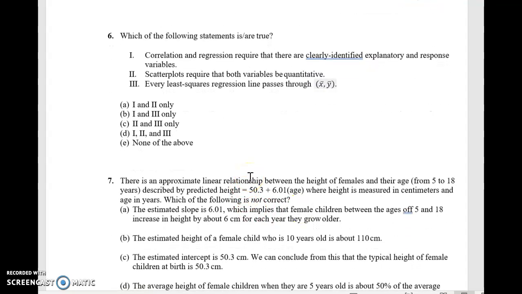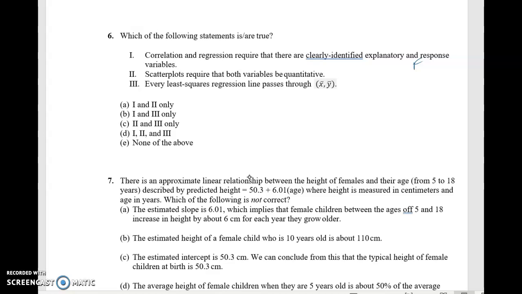Okay. Looking for question number 6. Going along at a pretty brisk pace here. Correlation and regression require that there are clearly identified explanatory and response variables. Regression, yes. Correlation, no. Remember that for correlation, it doesn't matter which one's the explanatory, which one's the response. So this is false.